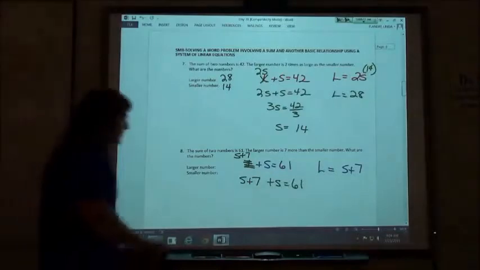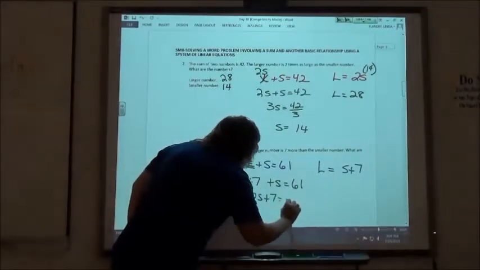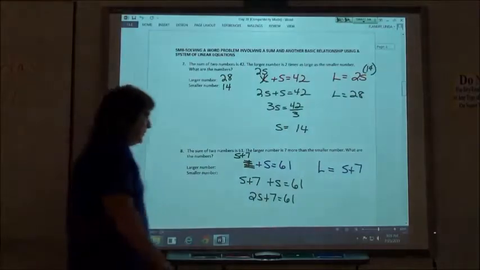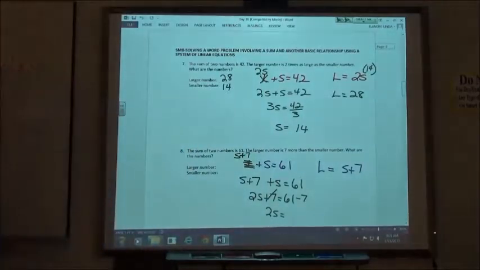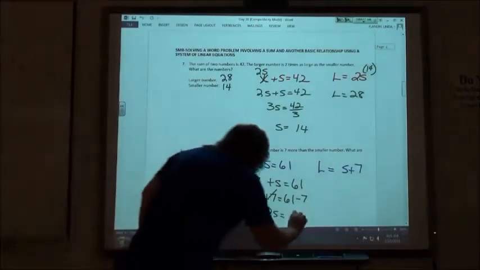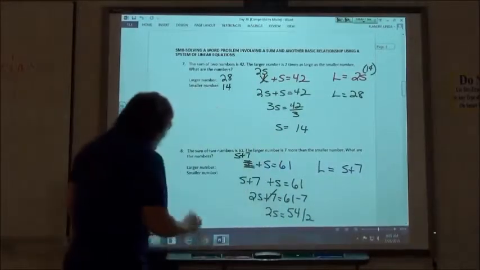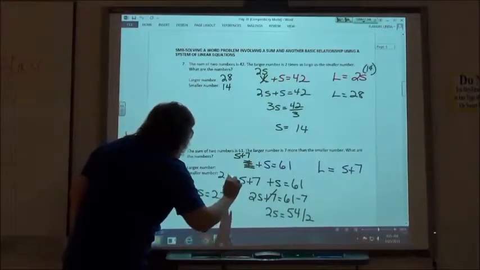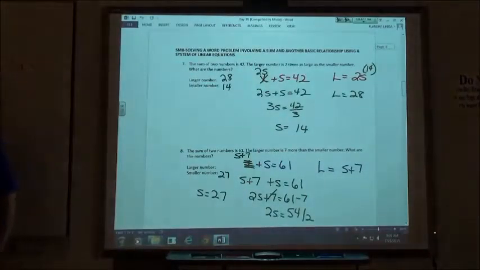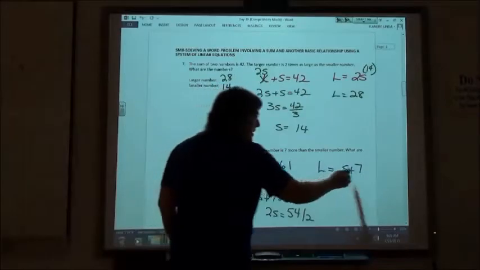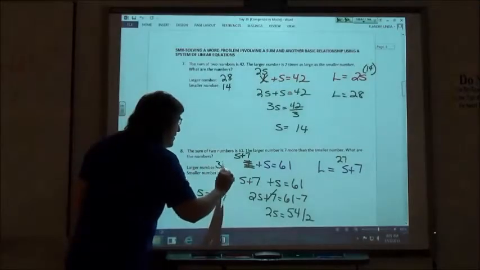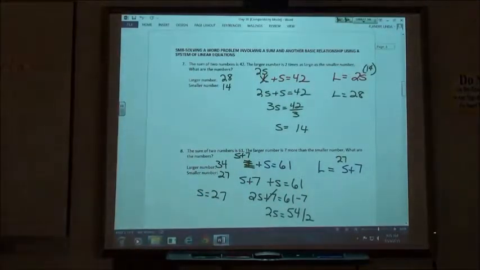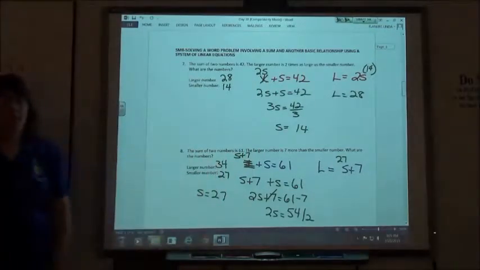Combining my like terms then, 2S plus 7 equals 61. If I subtract my 7, 2S is going to equal 54, and if I divide by 2, I'm going to get 27. So S equals 27 for my small number. My large number was 7 more than my small number, so 27 plus 7 would give me 34. And again, if I added my two numbers together, I should get a sum of 61, which I do.